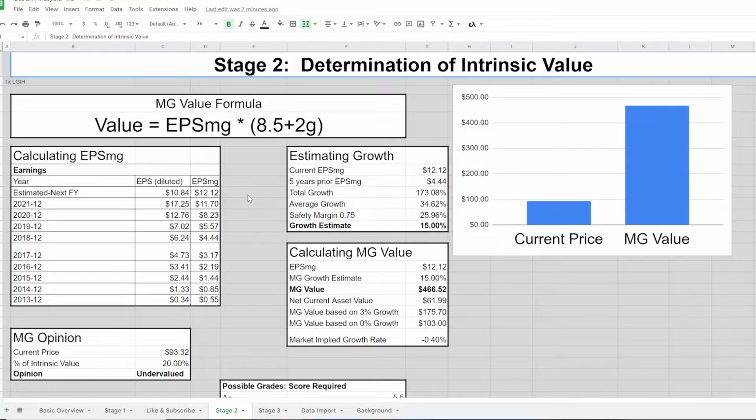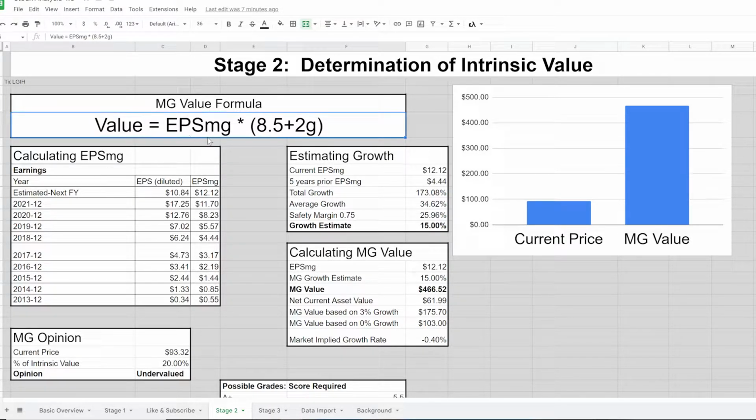Stage 2 is a determination of the intrinsic value, and remember that the intrinsic value of a company is independent of its price. The value is what the company's worth. The price is what the market is willing to pay. In this situation, we want to calculate the intrinsic value, and we use Benjamin Graham's formula from, again, The Intelligent Investor, and we get value equals earnings times 8.5 plus 2 times the growth rate.